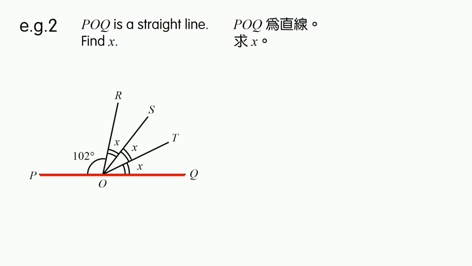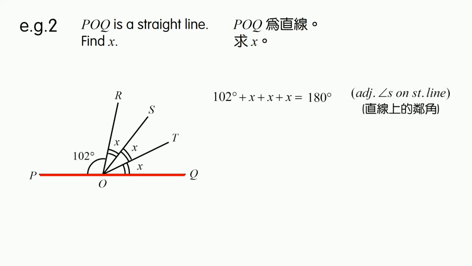And now we try to write out the equation. On this straight line POQ, all of the angles added up together equals to 180 degrees. Remember that writing out this equation is not enough. We must write out the reason, adjacent angles on a straight line. Now, we first calculate all of the like terms. X plus x equals to 3x. And then we move the numbers to the right side. We calculate it. 3x equals to 78. We divide the 3 to the right side. We get x equals 26 degrees.